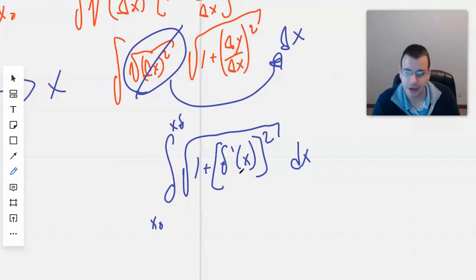So I then just rewrote it as f prime of x, just a different way of writing it. And then we plug in whatever the equation is, and we see where it goes from there.